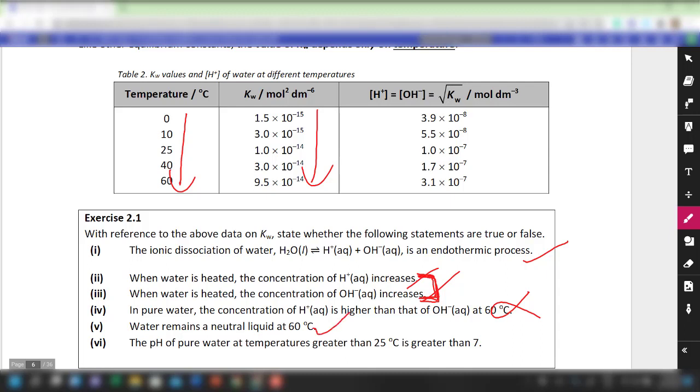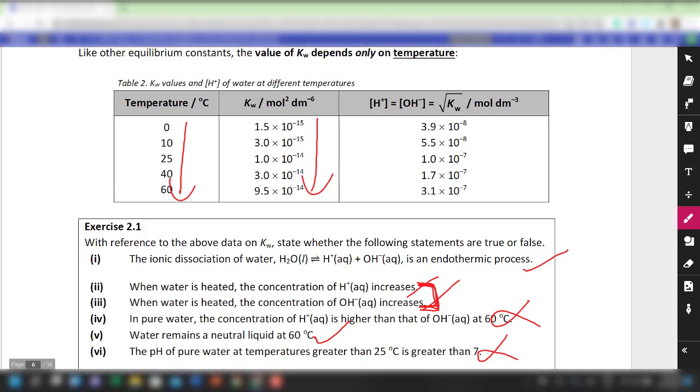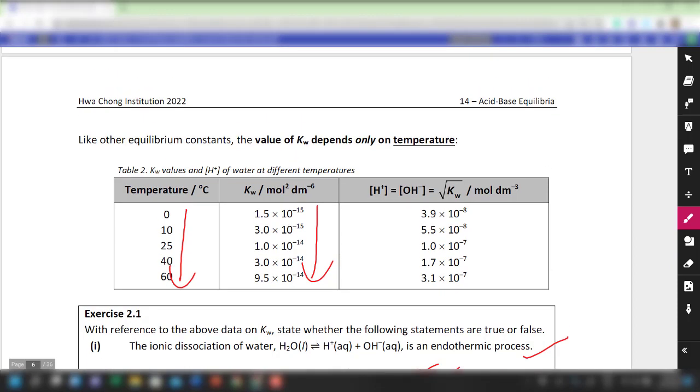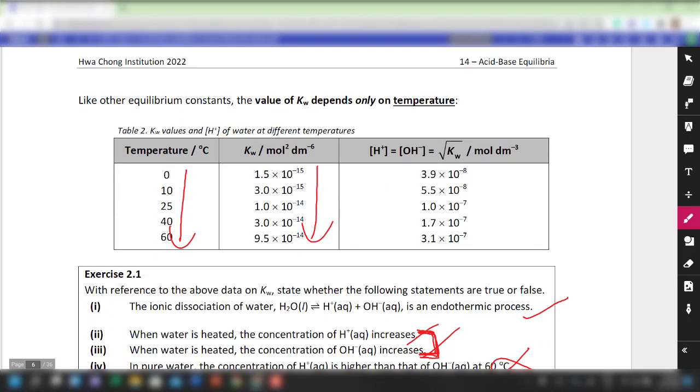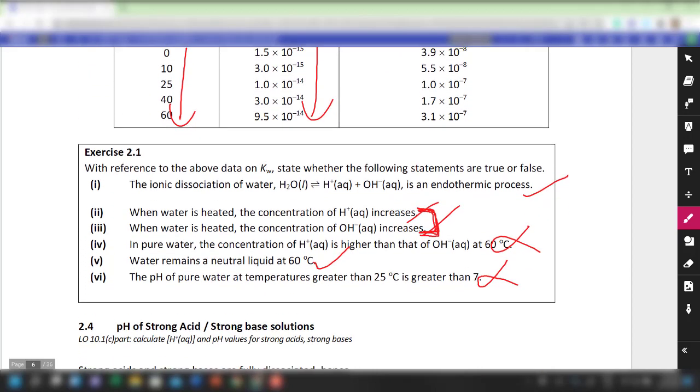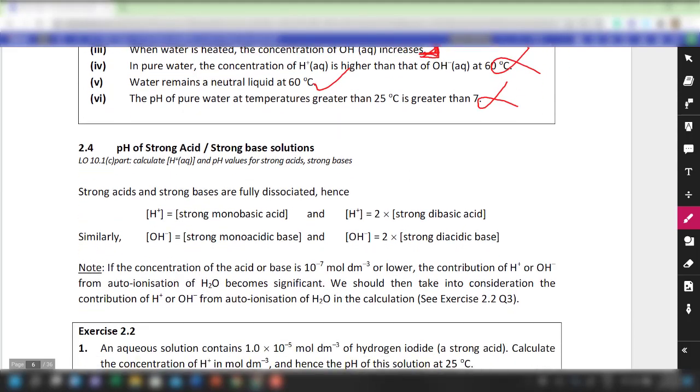I think we emphasized that quite a bit just now, because the concentrations of H plus and OH minus are the same. And then for part 6, the pH of pure water at a temperature greater than 25 degrees Celsius is 7. This is incorrect. It should get lower because of the increase in ionization of H2O. So you get a higher H plus and OH minus concentration. You take a negative log of them, you get a value below 7. Okay, when in doubt, you can just punch your calculator and verify.